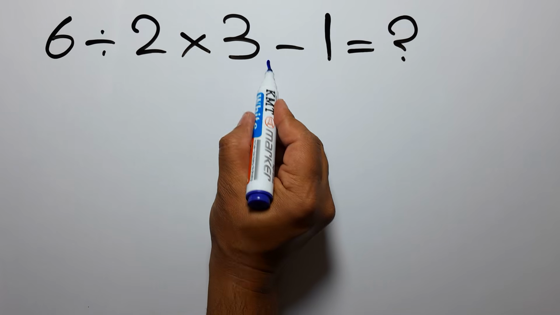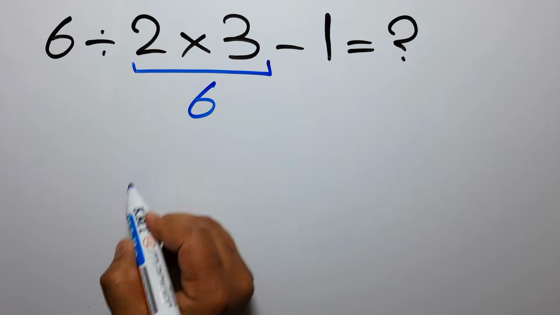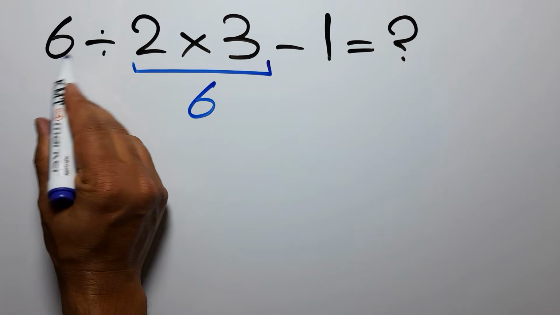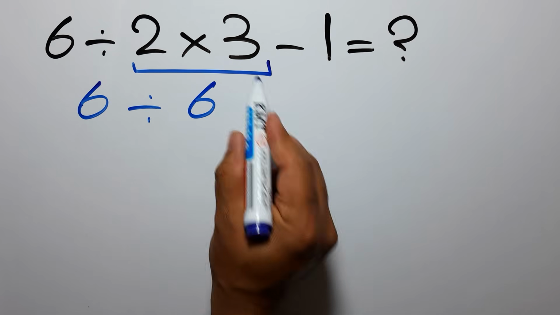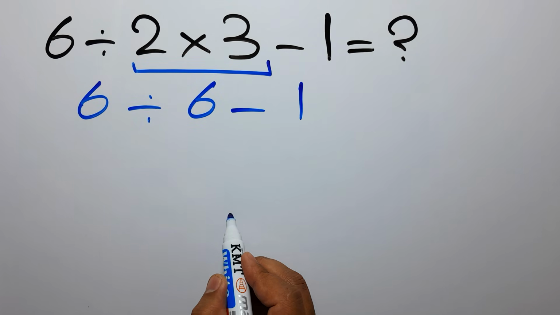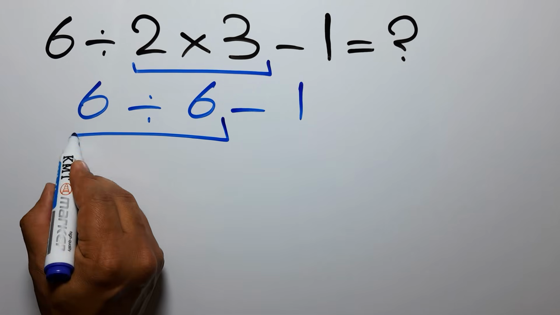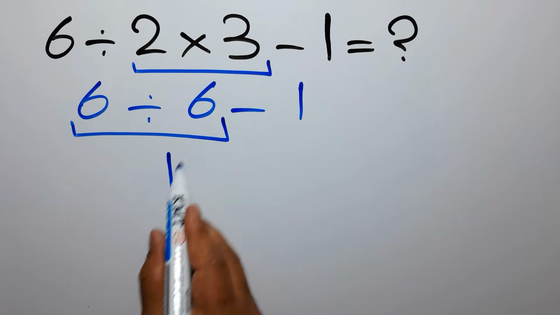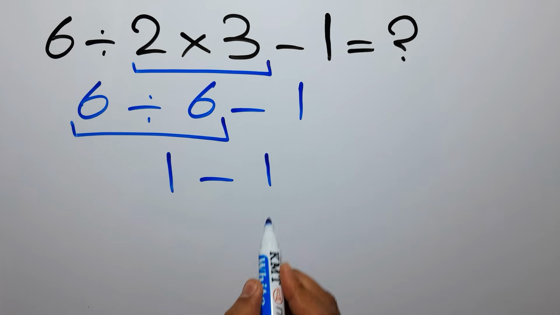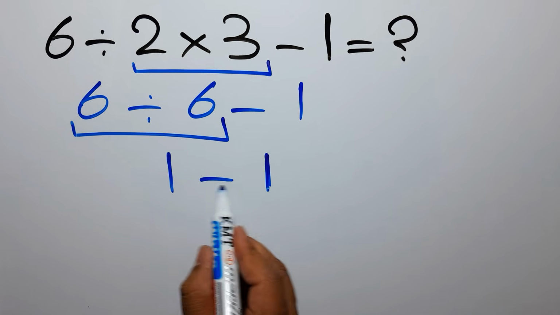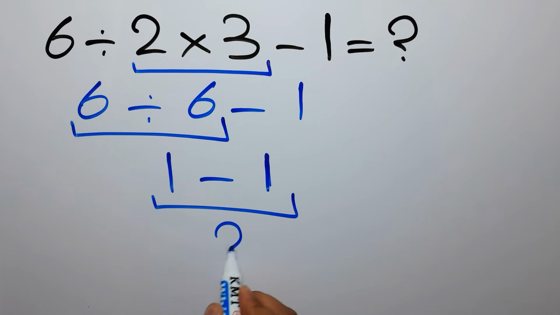2 times 3 gives us 6. So 6 divided by 6, then minus 1. Now we do this division. 6 divided by 6 gives us 1. So we have 1 minus 1, which equals 0.